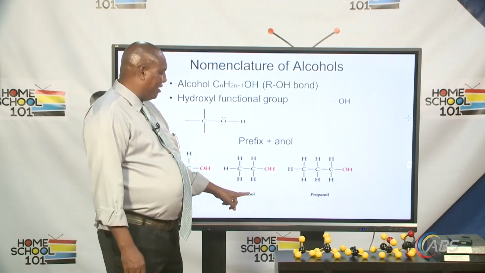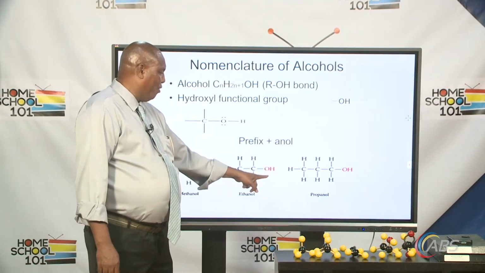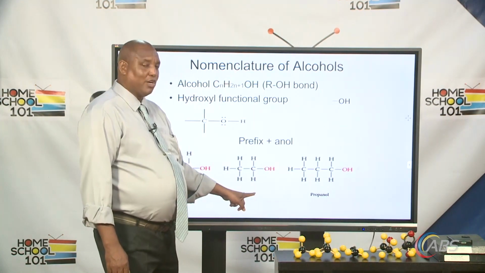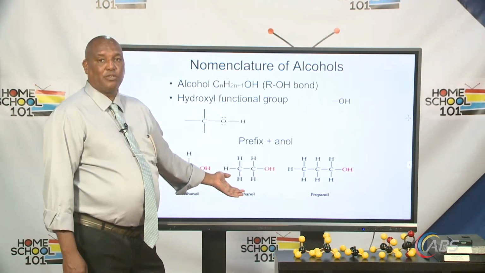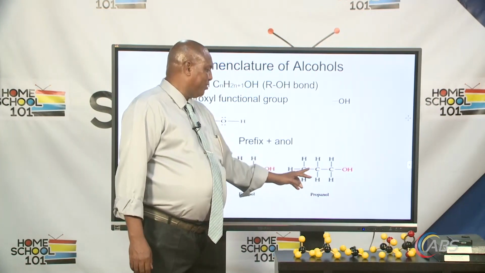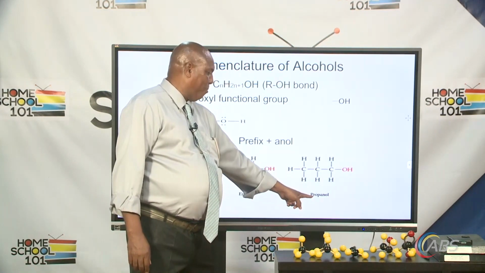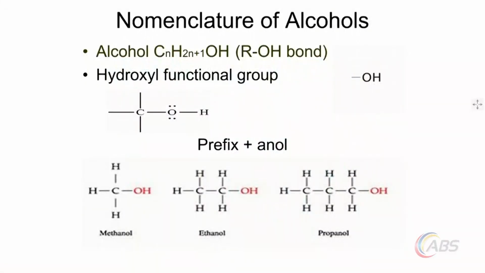Then we have ethanol, 2 carbons, et, 2 carbons, and OH. Okay, the ol group, OH. So we know this is an alcohol, ethanol. Incidentally, this is the one that we use to make rum. Okay, propanol, 1, 2, 3, 3 carbons, prop, and then anol at the end. So the prefix is prop for 3 carbons. The family name, the surname is anol, so propanol.